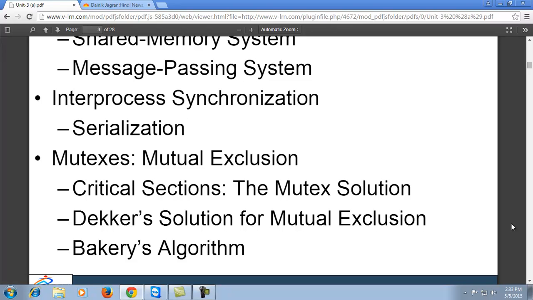Next one is critical section, the continuous waiting state, or you can say when two or more processes collide with each other for acquiring a single resource. Next one, Dekker's solution for mutual exclusion, and the next one is Peterson's algorithm.